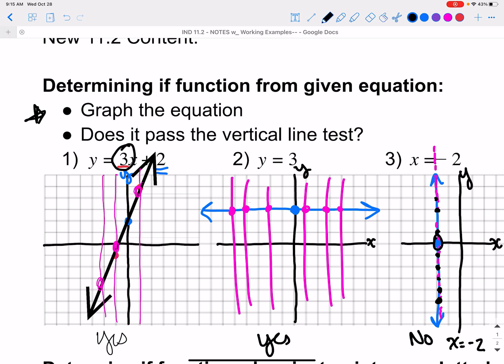Okay, so that is if you are just given an equation, you need to graph that equation, or if you can remember the rules I just said, which is anything with a slope is always yes, y equals is always yes, and x equals is always no, you don't even have to go to the trouble of graphing it if you can remember those rules. But if you don't remember those rules, graph it and then check it with the vertical line test.